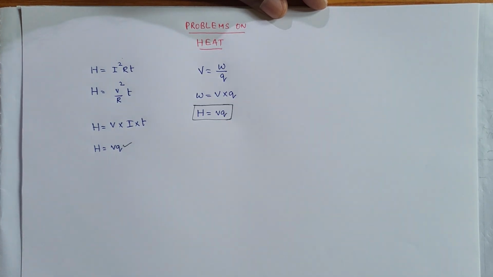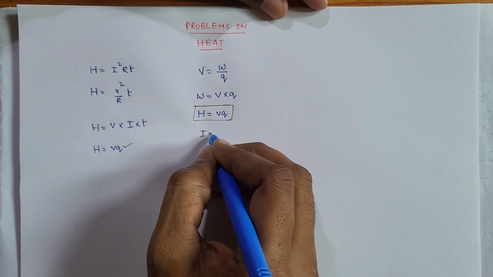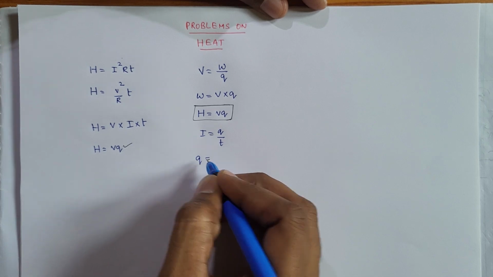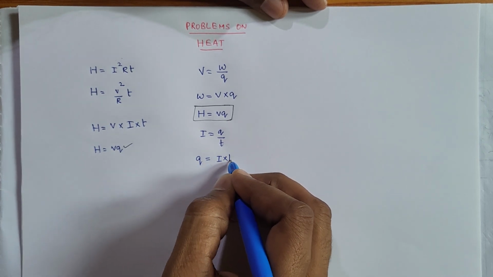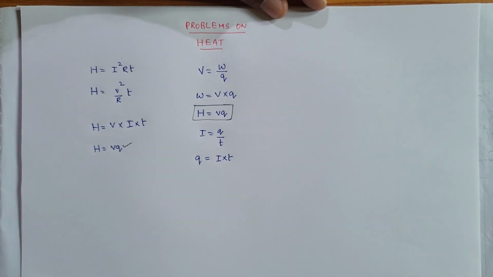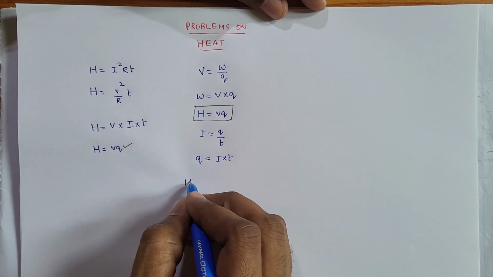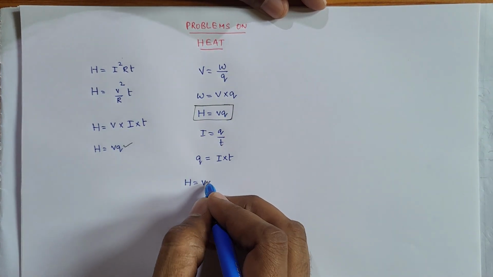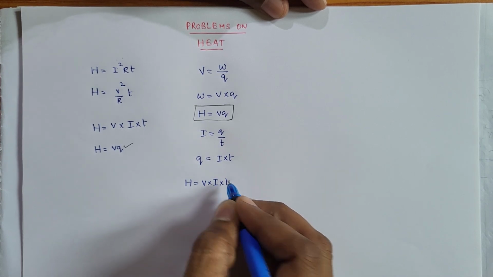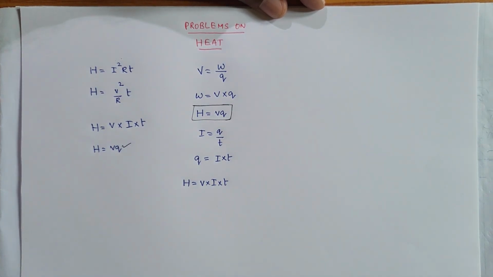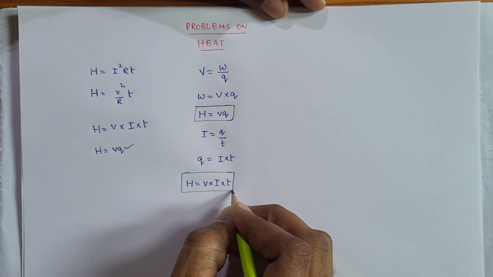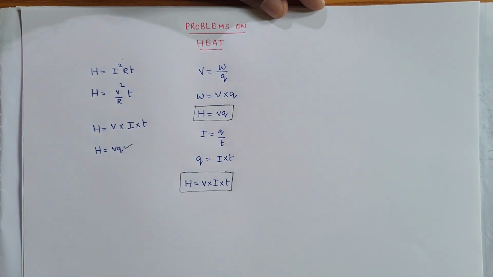And we know that current I is equal to Q divided by T. From here what can we write? Q is equal to I into T. Substitute the Q formula here. Then what happens? H is equal to V into, in place of Q, I into T we can write. So we got the next formula also. H is equal to V into I into T. Correct?